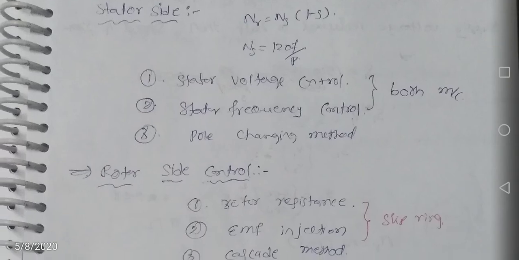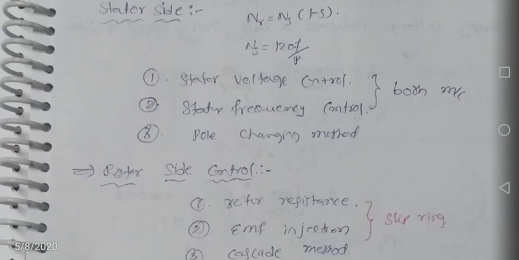Because in a squirrel cage induction machine, the rotor poles change automatically by the induction process. We can say squirrel cage induction machine poles are induced poles, while slip ring induction machine poles are manually changed poles. They are not induced poles.